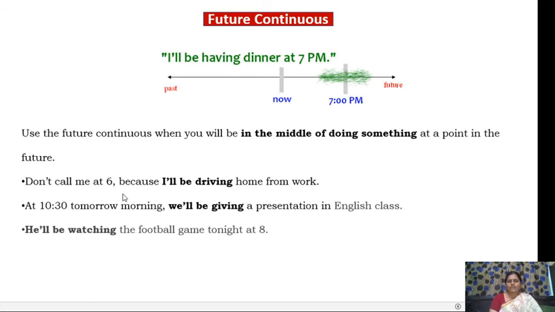So don't call me at 6 because I'll be driving home from work. So something will be in progress at some point of time in the future. At 10:30 tomorrow morning, we'll be giving a presentation in English class. So some action will be in progress at that particular point of time in the future. He'll be watching the football game tonight at 8. So when you are referring to actions which will be in progress at a point of time in the future, those actions are put in future continuous.